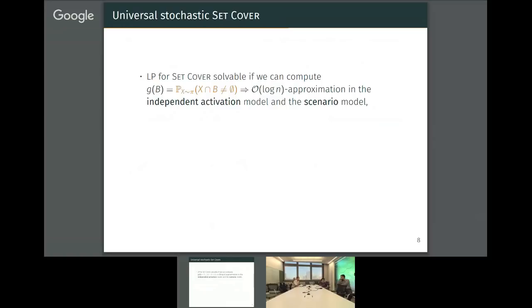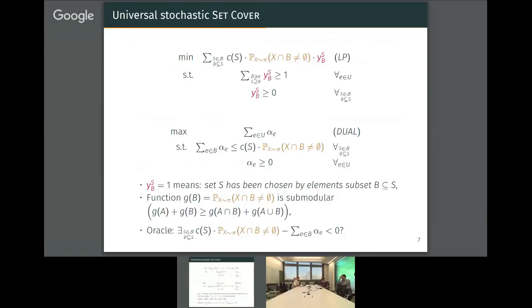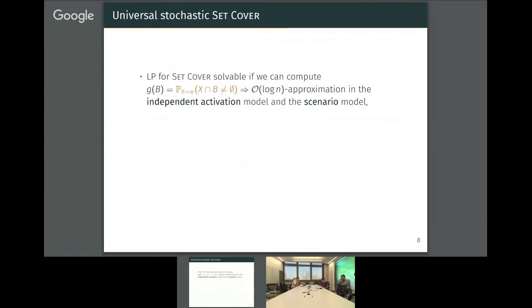Are you trying to tell us an algorithm now? Yes, for set cover. You're describing an algorithm to solve this universal stochastic set cover. This is the whole algorithm for universal stochastic set cover. And concerning the model, we need to be able to evaluate this function G, and this is trivial in the scenario model because we iterate through all scenarios and check how many overlap with a given set B, and in the independent activation model we have a formula for that.